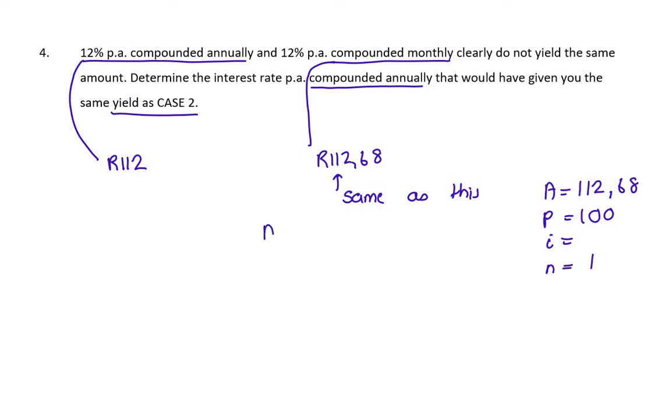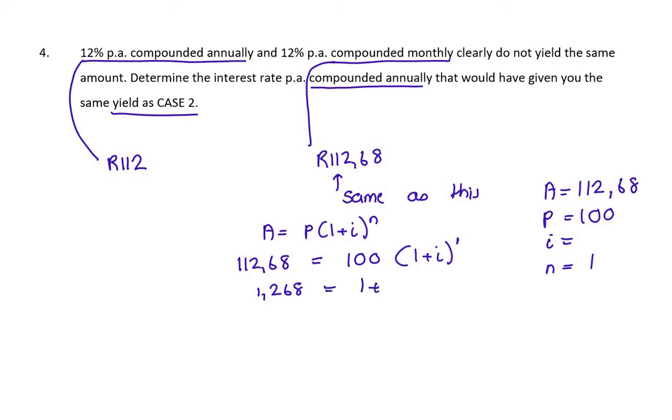Well, we can use our A equals P(1 plus i) to the n formula to find that. So 112 Rand 68 is what I want out, starting with 100 Rand if I got interest once a year. So if I divide by 100, I get 1,1268, I think. Now that would equal 1 plus i. So if I subtract 1 on both sides, I get 0,1268. Oh, sorry, that was what I did wrong. I knew I'd done something wrong.